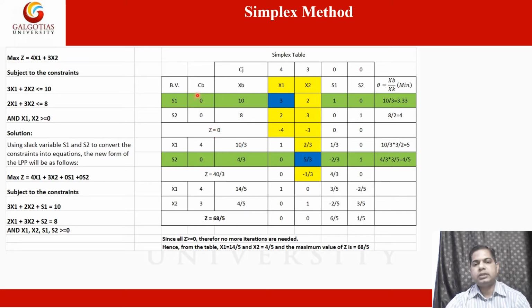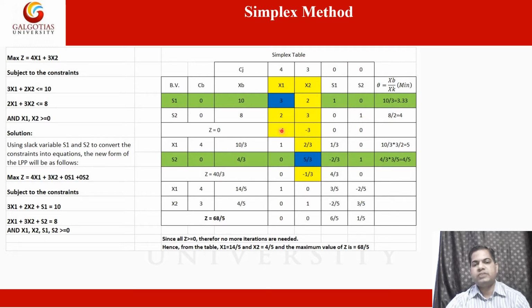Z is the multiplication of cb dash and xj minus cj. So this is 0 multiplied by 3 plus 0 multiplied by 2, that is 0 plus 0 equal to 0, minus 4. So this comes out to be minus 4. Similarly for x2, it is 0 multiplied by 2 plus 0 multiplied by 3, so 0 plus 0 is 0, minus 3 is minus 3. For s1, it is 0 multiplied by 1 plus 0 multiplied by 0, that is 0 plus 0 minus 0 is 0. Similarly for s2, it is 0.